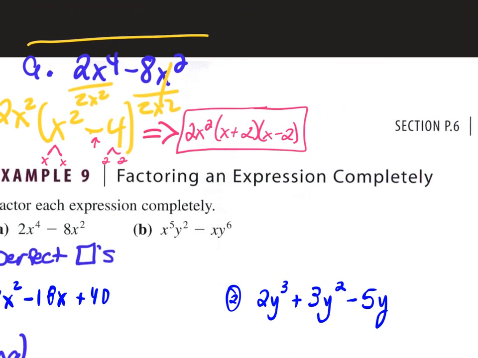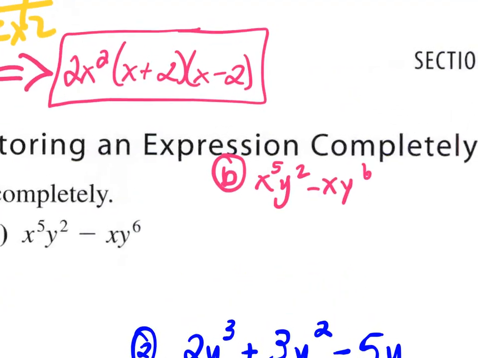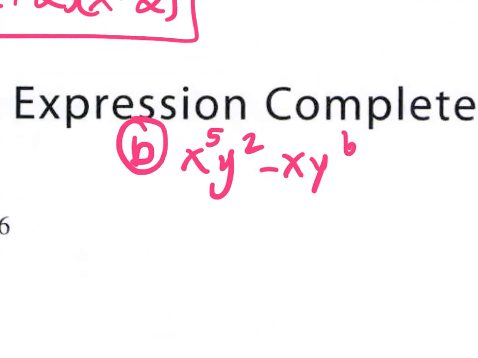All right, B is another one I want you to make sure you're paying attention to. I'm going to write B up here so we have a little bit of room. It's x to the 5th y squared minus x y to the 6th. Make this real big. What's the first question we ask ourselves every single time? Is there a GCF? Can I take out any letters that they have in common? They at least each have one x, and they at least each have 2 y's. So I can factor out x y squared.